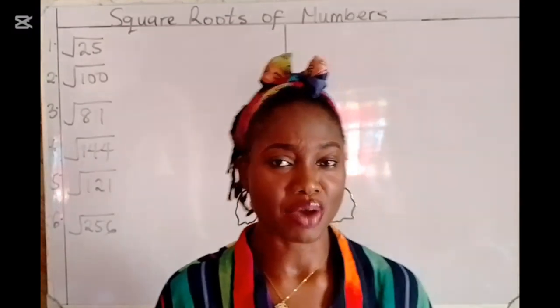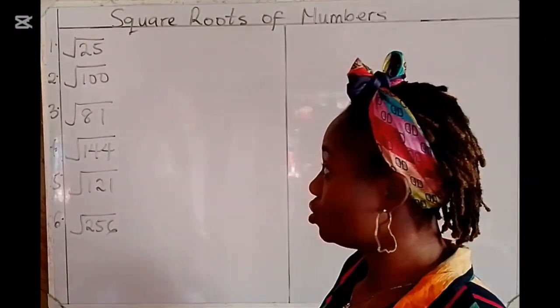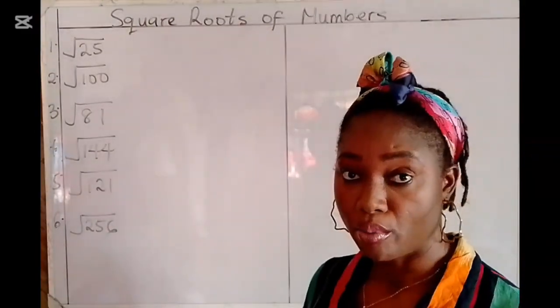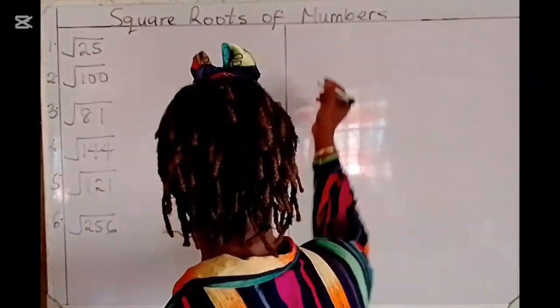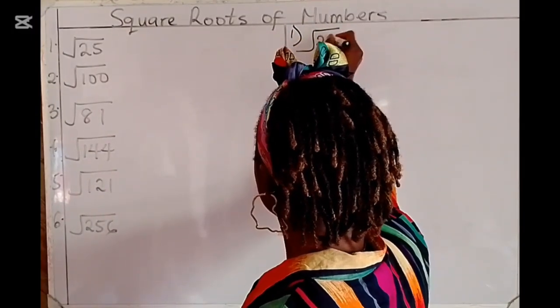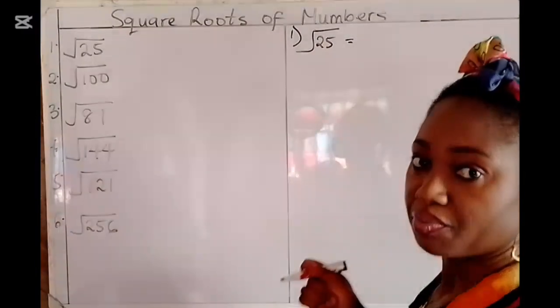Today we're going to learn about square roots of numbers. How do you determine the square root of a particular number? The first thing to do is look at the number in the square root box. For the first question we have root 25. How do we determine the square root of 25?